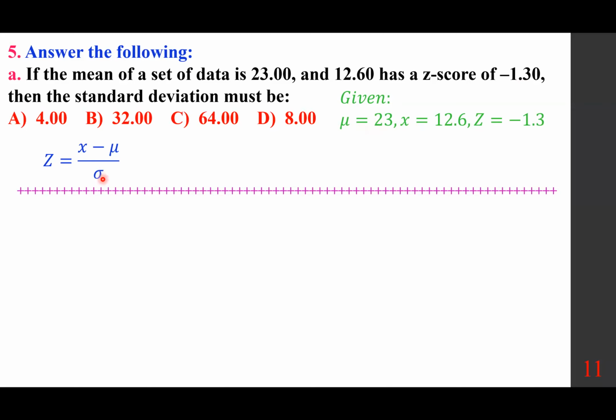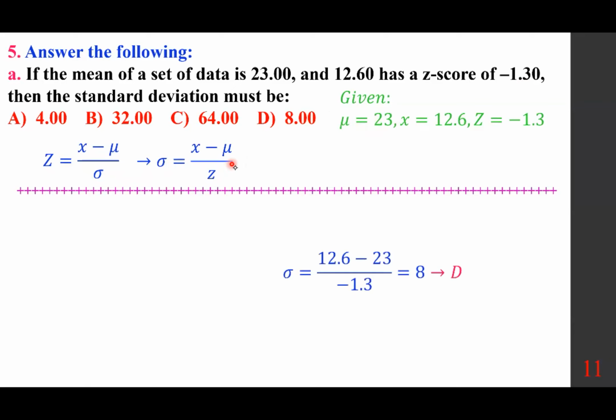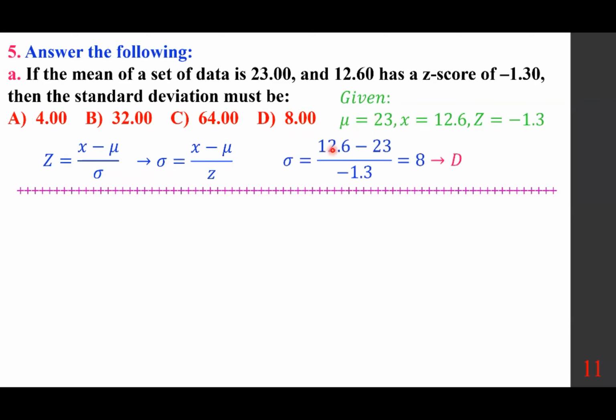I hope you realize you can do the cross product and z and sigma can interchange. Take a look at these formulas. Okay, I can put the sigma here, z here, because of the cross product property. Now I have the given, plug in. 12.6 minus 23 over negative 1.3 is 8. Therefore, the answer must be D.